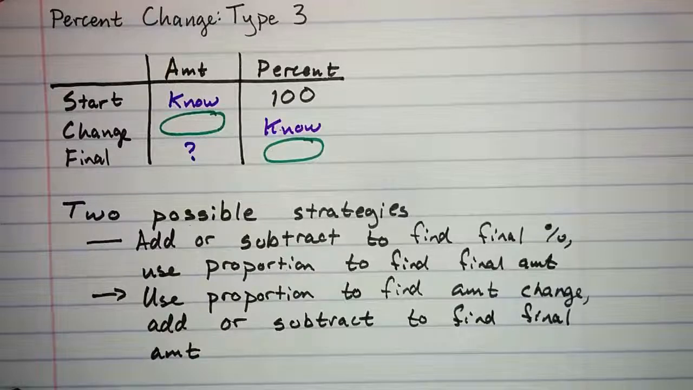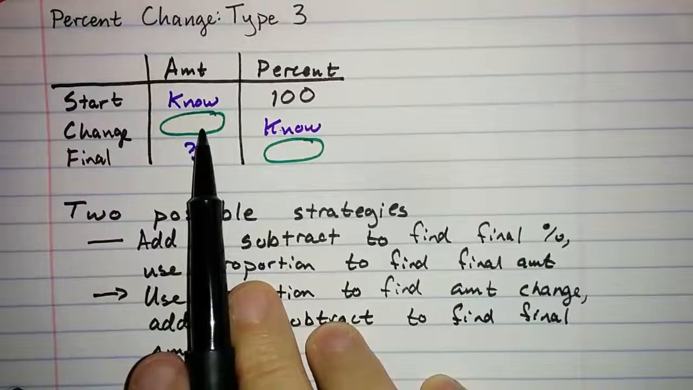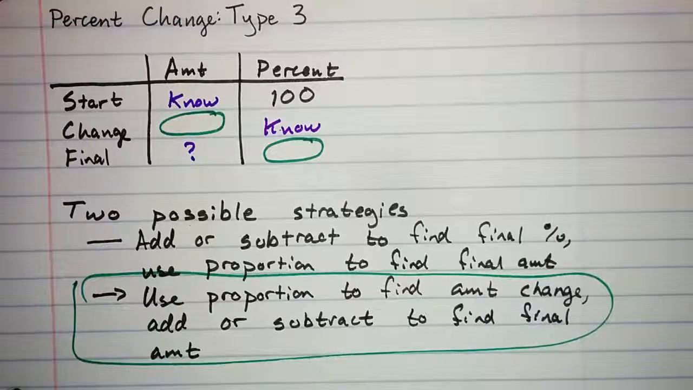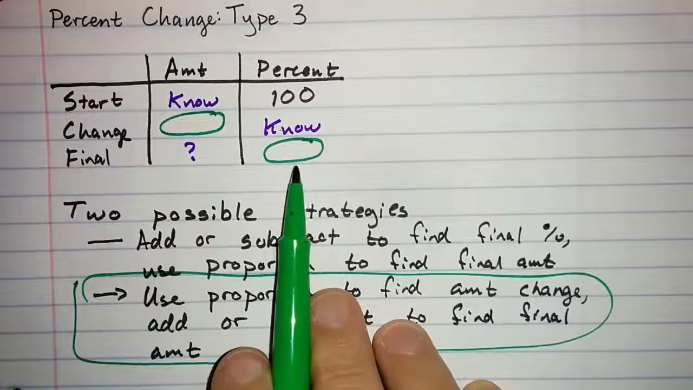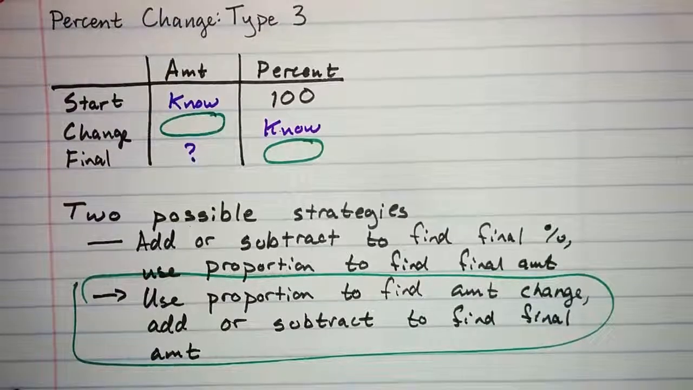Now, like before, finding the amount change and then adding or subtracting to find the final amount is going to make the arithmetic a little bit easier. And so again, we're going to prefer this method. However, if you decide to use this strategy, it's also correct. It also works quite well. Let's see an example of a problem of this kind.